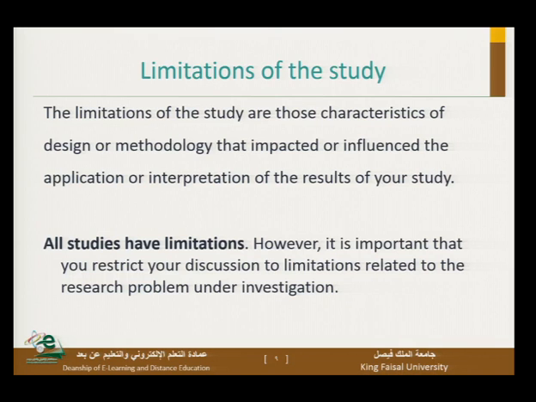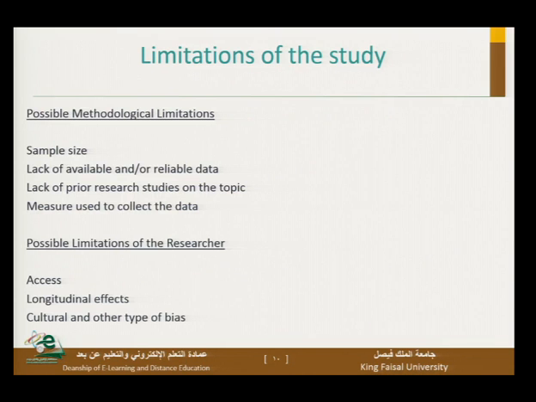List the limitations that happened to you. These limitations could be methodological or about you, the researcher. They could be about the sample size. You wanted to get a certain number, and then only 10 students turned up or agreed to participate in your study. You haven't got sufficient data available.